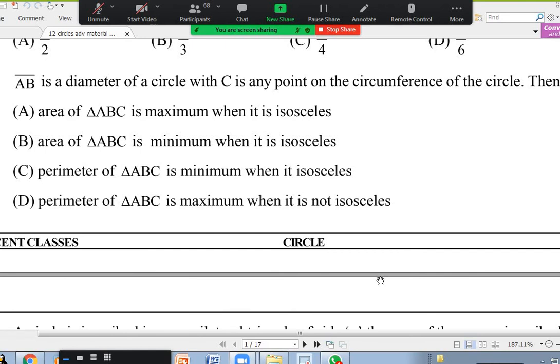Minimum area will be 0 practically. So we are talking about maximum because when C is at the lowest point, area minimum will be 0. And perimeter also will be minimum when C is almost at A or B. It will be 4R perimeter. Option A is correct, and B, C, D are wrong.